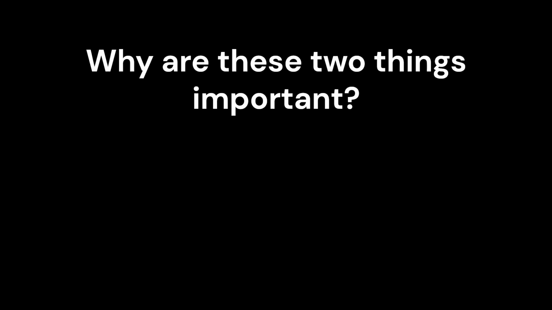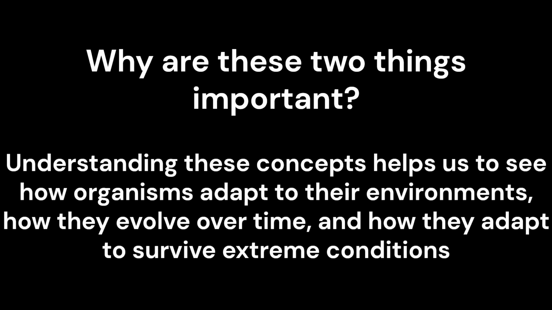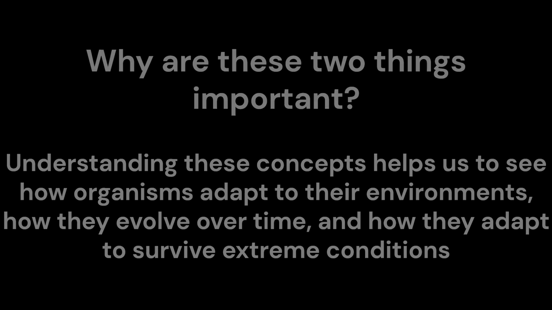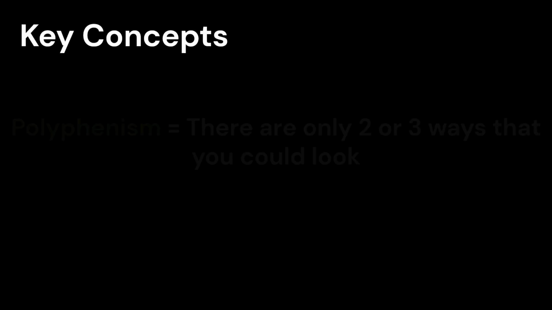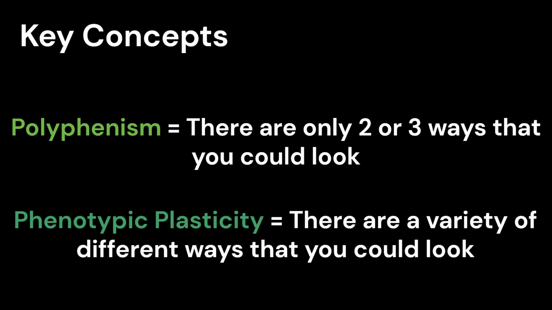Why are these two things important? Understanding these concepts helps us to see how organisms adapt to their environments, how they evolve over time, and how they adapt to survive extreme conditions. Key concepts. Polyphenism means there are only 2 or 3 ways that you could look. Phenotypic plasticity means there are a variety of different ways that you could look.